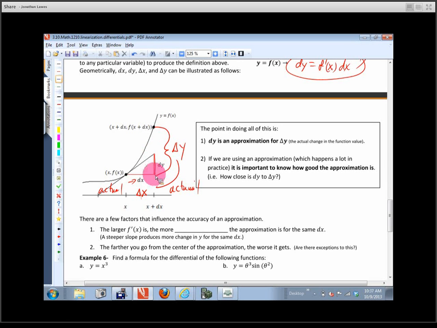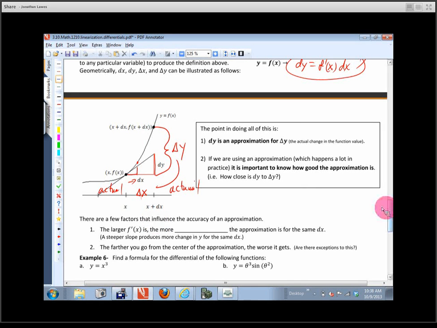But notice what happens. If I use a smaller dx, I get a smaller dy, but look at how much better an approximation that is. So dx is the same as delta x. dy is an approximation for delta y. Delta y would be the actual change in the function values. And if we're using an approximation, it's important to know how good the approximation is. In other words, how close is dy to delta y?